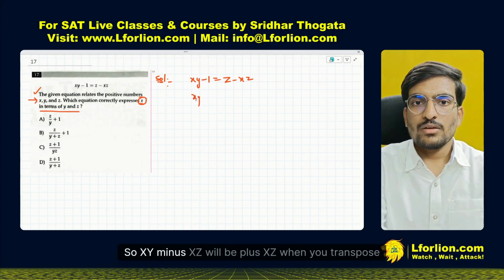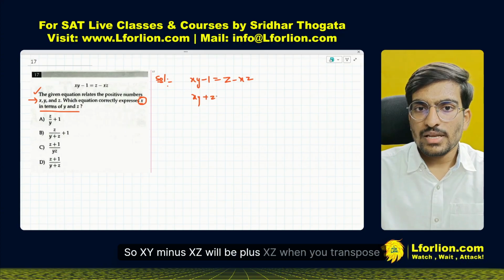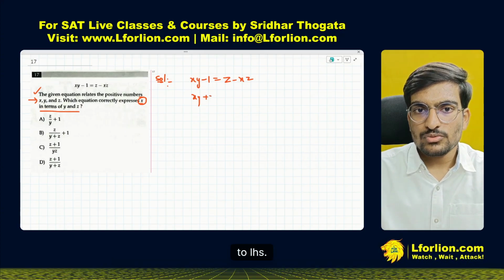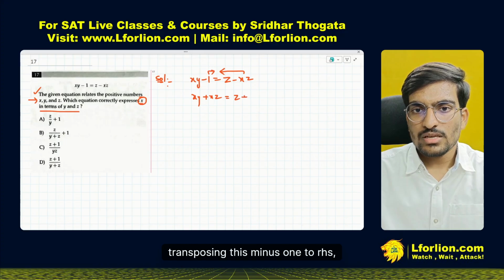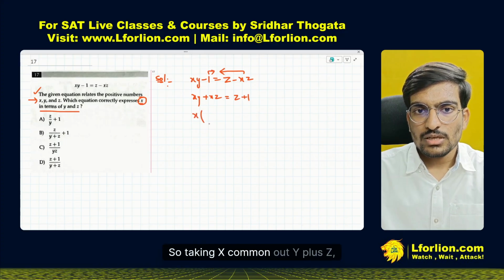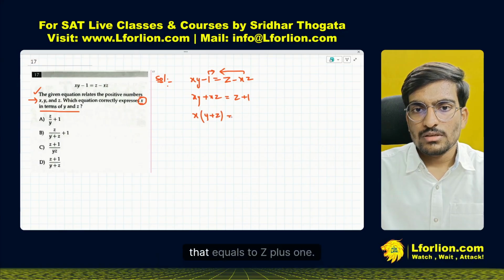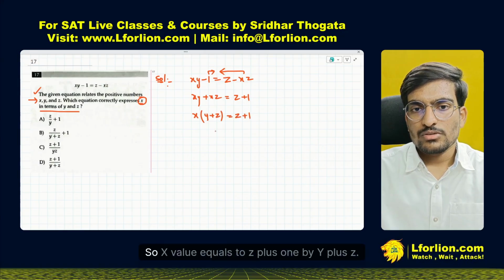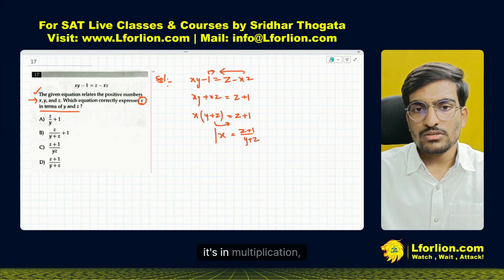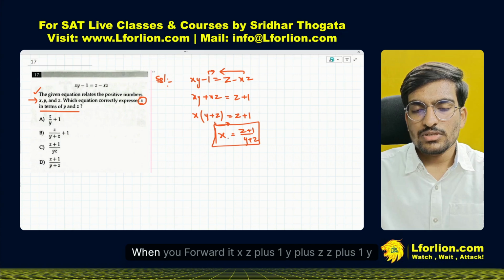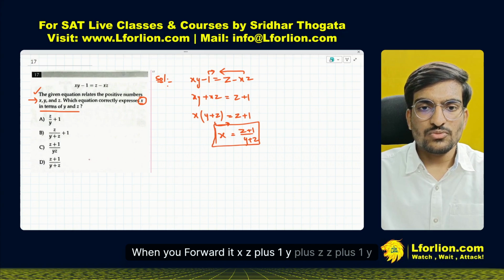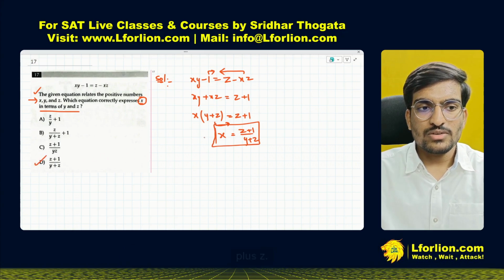So xy minus xz will be plus xz when you transpose to LHS. So that equals z, and transposing this minus 1 to RHS, it will be plus 1. So taking x common, x(y plus z) equals z plus 1. So x equals (z plus 1) by (y plus z). Transpose this to RHS. It's in multiplication, it will be division when you forward it. As (z plus 1) over (y plus z).